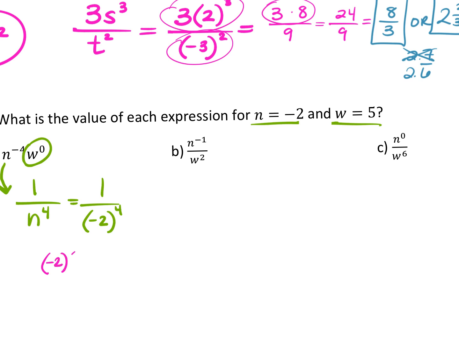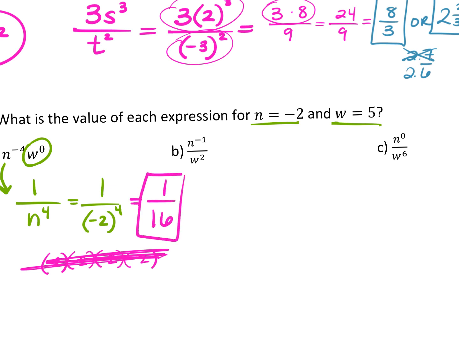You're multiplying negative 2 by itself 4 times, right? So a negative times a negative times a negative times a negative is a positive, okay? But again, you don't have to do that. Plug it into your calculator. In parentheses, negative 2 to the 4th, what do you get? 1 over 16. Okay.